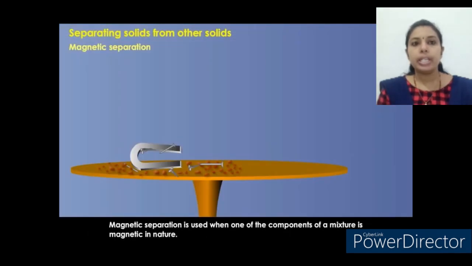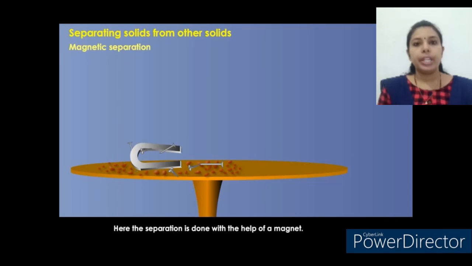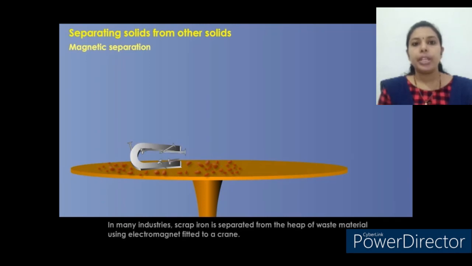The fourth method is magnetic separation. Magnetic separation is used when one of the components of a mixture is magnetic in nature. Here, the separation is done with the help of a magnet. In many industries, scrap iron is separated from the heap of waste material using an electromagnet fitted to a crane.